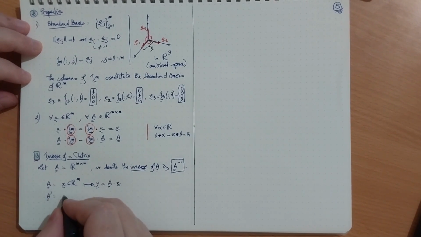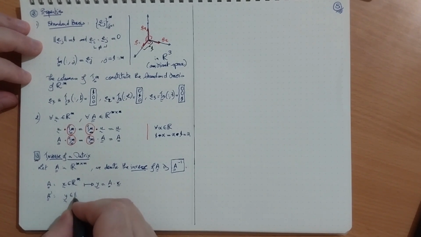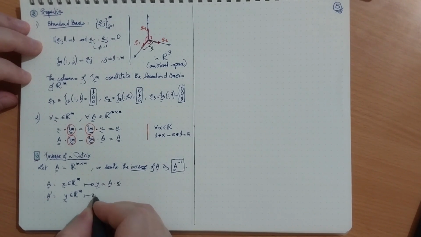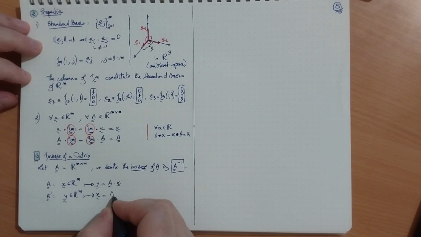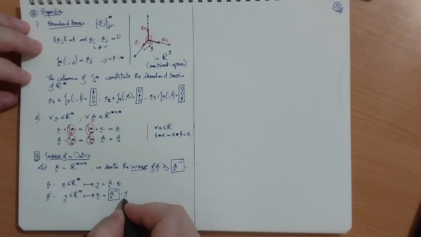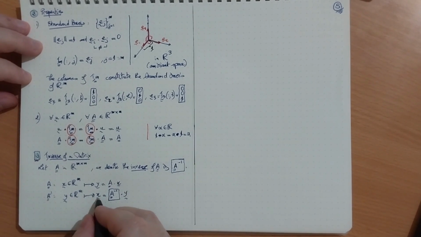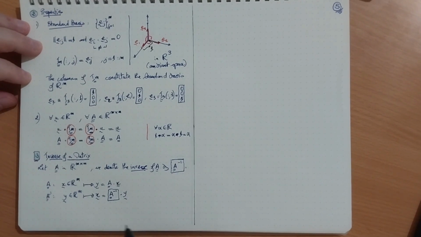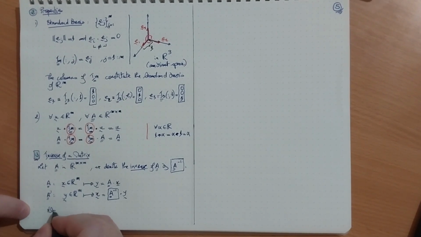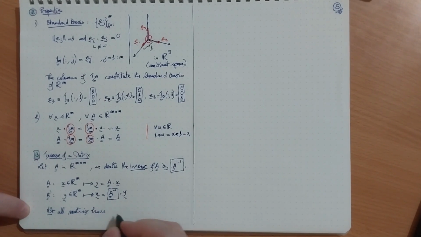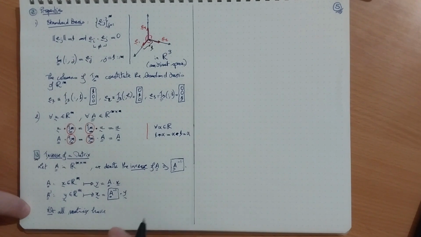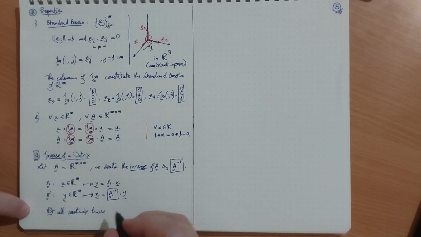The inverse mapping will associate to the vector y in Rm the vector x, such that the mapping is defined by A minus 1 dot y. So the inner product of y will give us x. It's the inverse of the first linear mapping. Here, observe that actually not all matrices have an inverse. There should be a certain condition. We will see it later in this section. So not all matrices have an inverse.